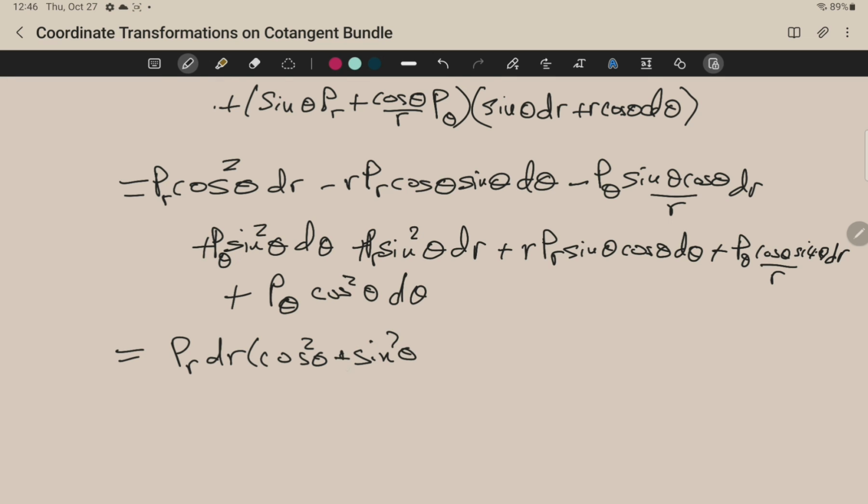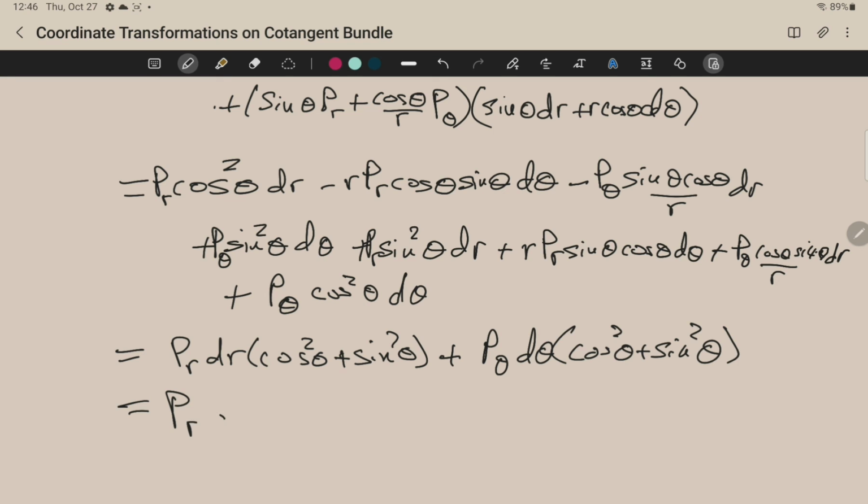Okay. And of course, the acceleration was just one step up. So the second tangent bundle to this will give us the acceleration. And there you go. Proof done.